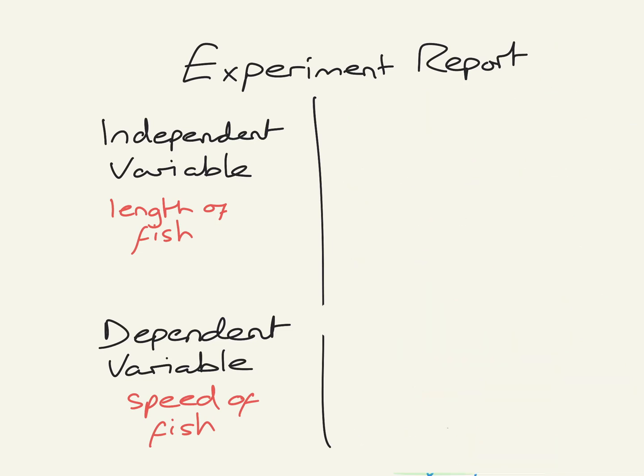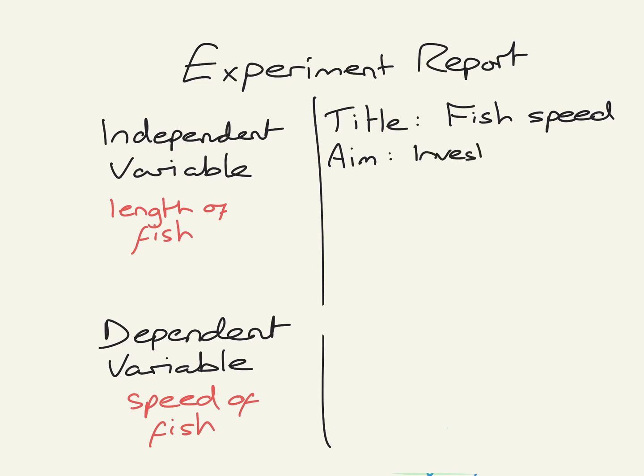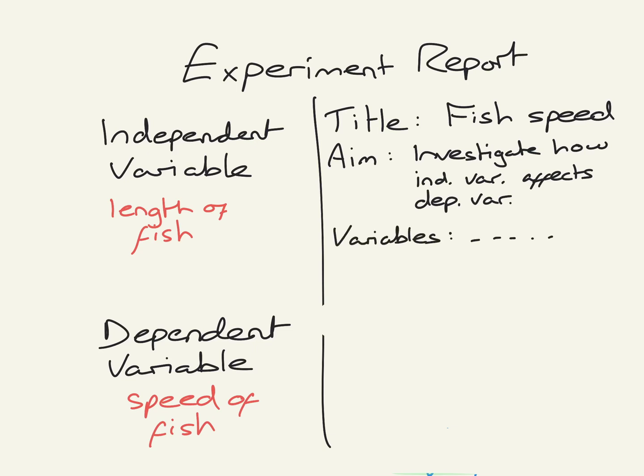Title: Fish speed. Aim: investigate how the independent variable affects the dependent variable. Variables: list them out. Steps: how to measure the independent variable, including the apparatus; how to change the independent variable, such as how many lengths we'll look at. Go for 7.